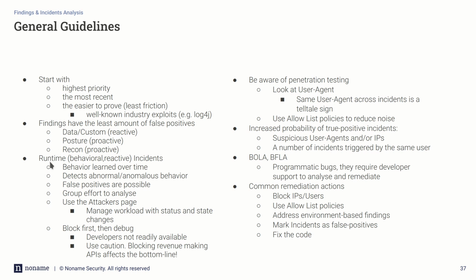Runtime findings are behavioral. We learn the behavior over time and detect abnormal, anomalous behavior. And as always, because machine learning is employed and it's non-deterministic, false positives are possible. It definitely requires a group effort to analyze, not just fix, analyze, right?